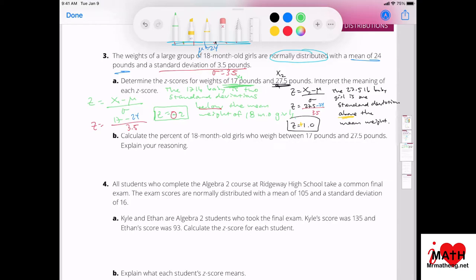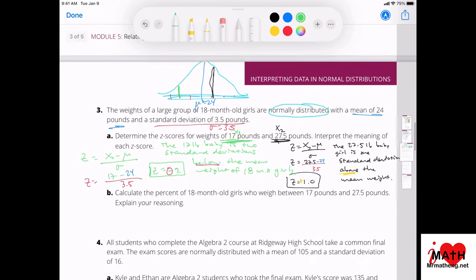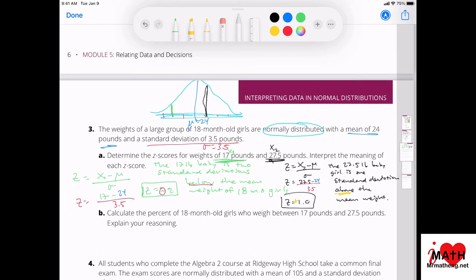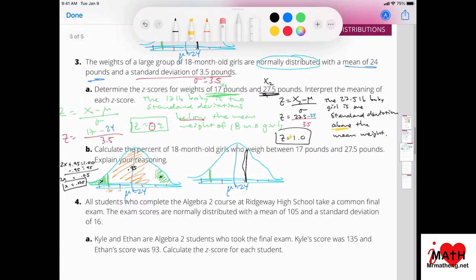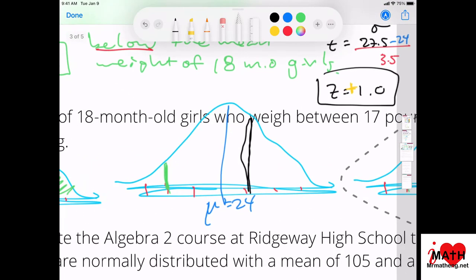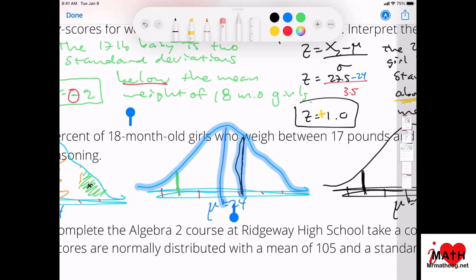All right, now it says, use the percent of 18-month-olds who weigh between 17 and 27.5 pounds and explain your reasoning. Okay, so I'm going to use this picture up here. Let's see if we could do some magic. I'm going to do this. Let's do paste one more time. Magic. Okay. Let's go over here. Maybe we didn't need to know. Let's see. Okay. Between. Whoops.